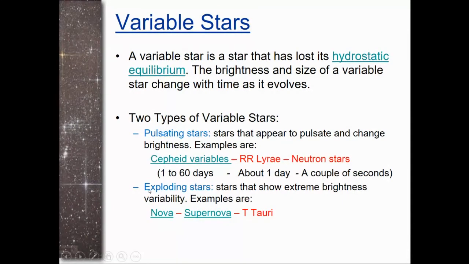Now, we have exploding stars, and that's basically when they show extreme brightness. And that will happen in a nova or a supernova, and that's basically toward the end of a life of a star. And there is a stage we call T Tauri, and we'll talk about that when we talk about the way a star comes into existence.